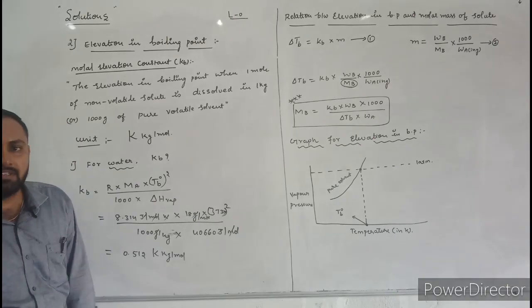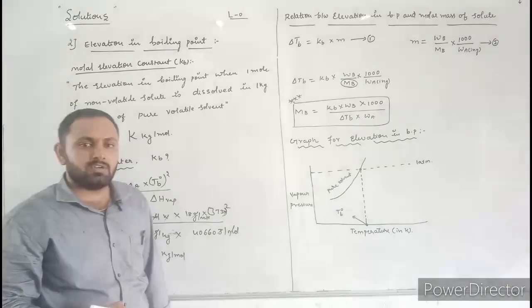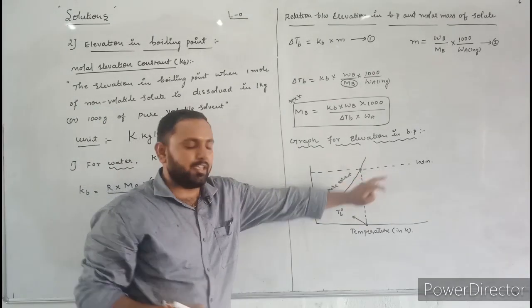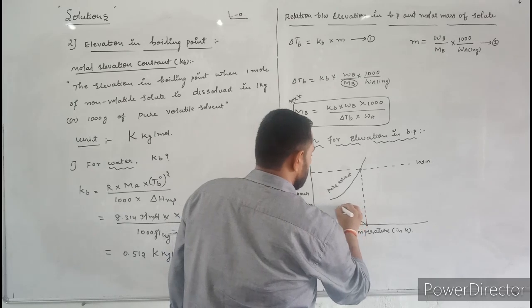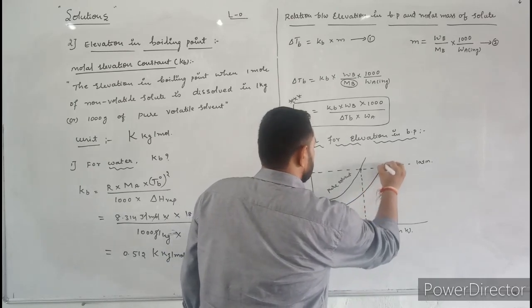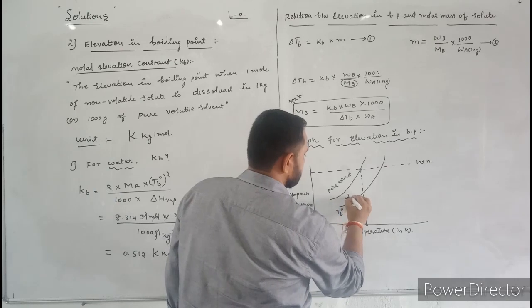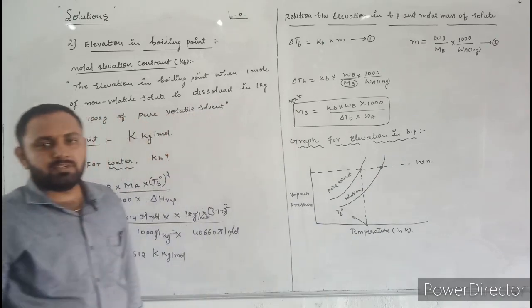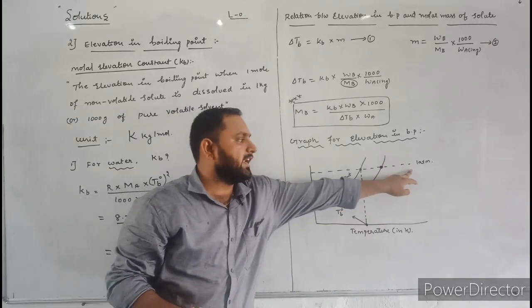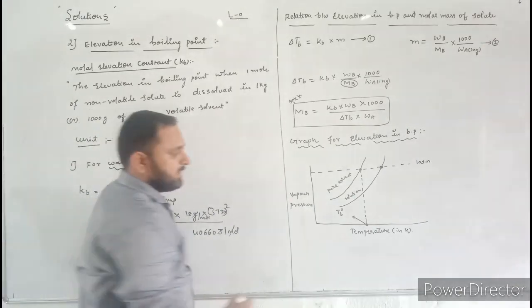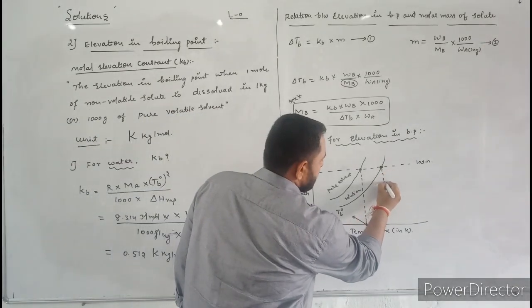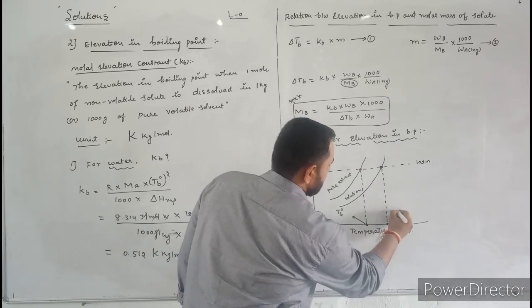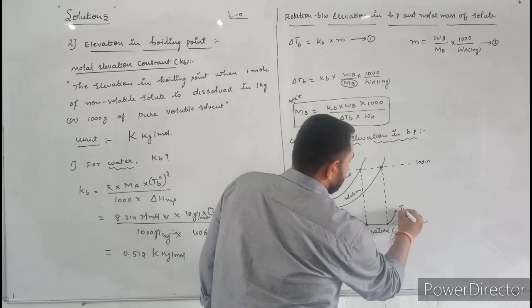Now let us plot a graph for solution. Here the vapor pressure of solution also increases as temperature increases until it becomes equal to 1 atm. Here I will show. This is the solution curve. Here, at this point, the vapor pressure of solution becomes equal to 1 atm pressure. So, at this point, the temperature is called the boiling point of solution. It is represented by Tb.